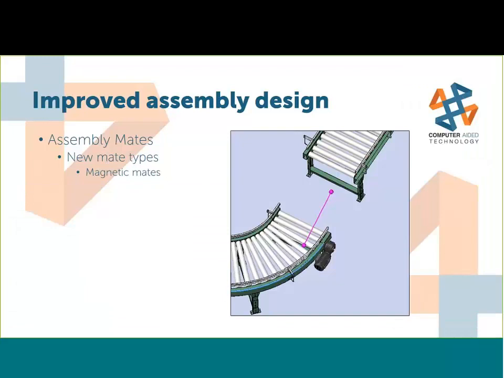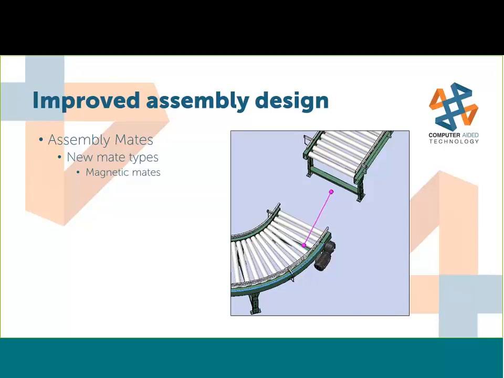Another newer command, this has been reworked a little bit for 2018. They've added some more options, but it actually was introduced, I believe, last year for 2017. It's called magnetic mates. So this is really a new type of mate. You won't find it in the mate command. It's actually a different structure. But the goal is for anyone that does facility layouts, plant layouts, you're positioning your equipment into a large open space, and you might have some feeder equipment like these conveyors or things like that.